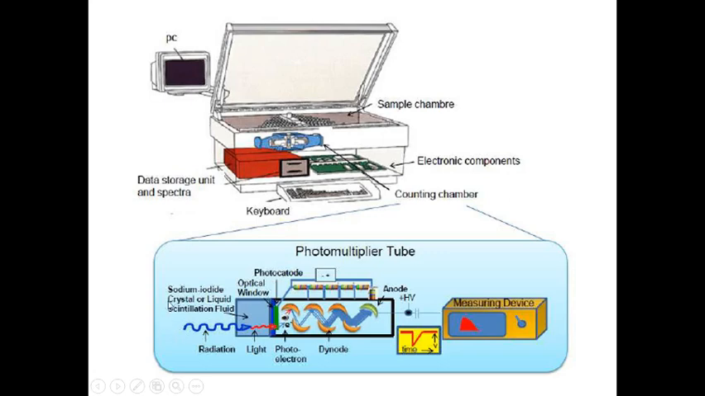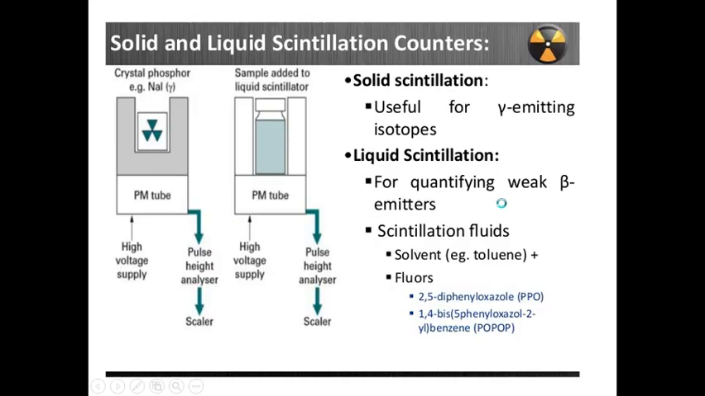So the radioactivity means whatever the percentage of ionizing radiation emitted by these radioactive elements is directly proportional to the fluorescence emitted by the scintillator in the scintillation chamber, and this will be measured by the measuring device. Okay, so this is actually the working of a scintillation counter.